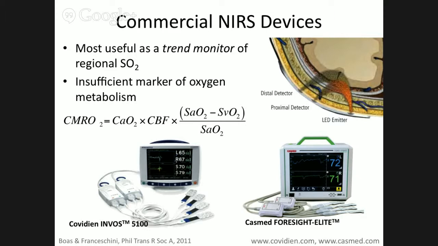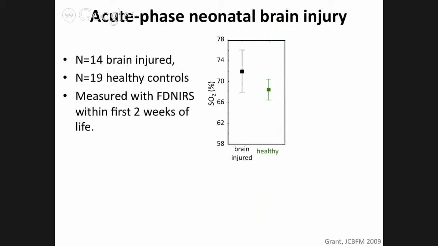And then furthermore, if we want to use them as a monitor of oxygen metabolism, they really fall short, and we can see why when we look at this equation for CMRO2. SO2 is only part of the equation, and it's highly dependent on cerebral blood flow as well. I think this study done here by Ellen Grant and colleagues, looking at the acute phase of neonatal brain injury, really points out where commercial NIRS devices can fall short.